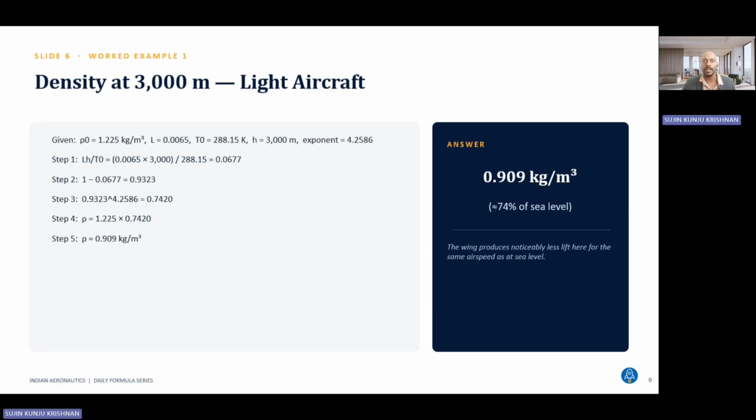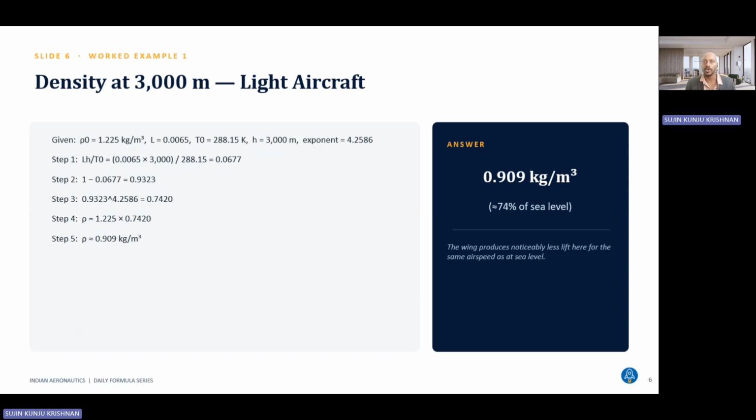For example one, let's run the same two altitudes we have used all series, so you can see temperature, pressure, and density side by side. First 3,000 meters, then 10,000 meters. Step one, write the formula: rho equals rho 0 times 1 minus LH over T0 to the power of 4.2586.